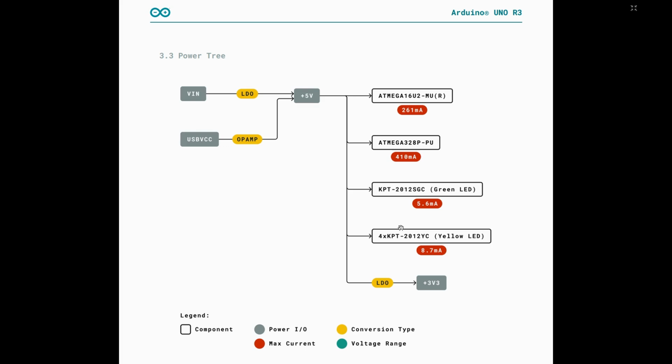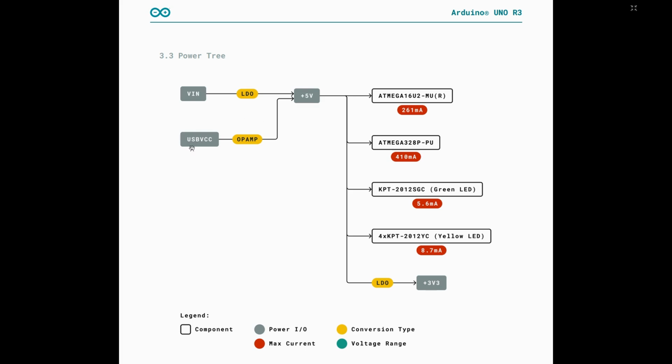So let's scroll down and let's see what other things we have regarding the power tree. If you apply voltage on the VIN, this will be fed to an LDO that will generate a 5 volt supply that is supplied to the ATmega16U2 microprocessor and the ATmega328P processor, and a green LED, then a yellow LED, and then it is again fed to an LDO that will generate a 3.3 volt power supply on this Arduino Uno module.